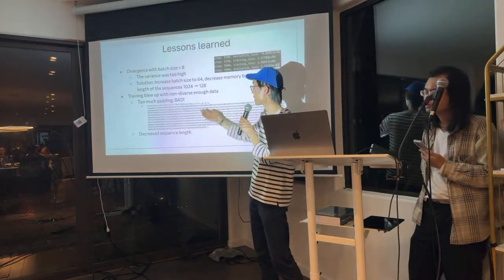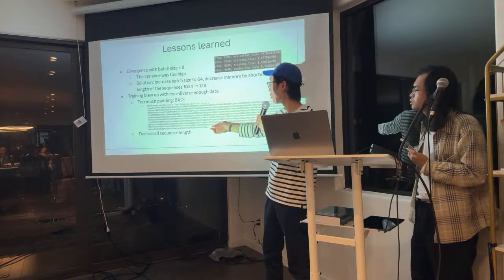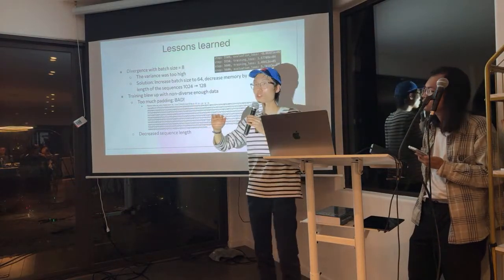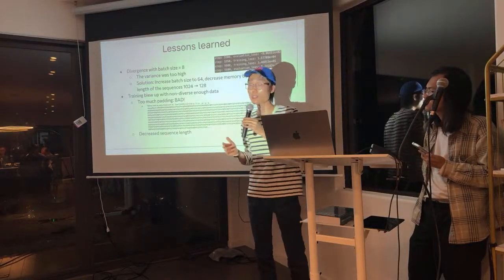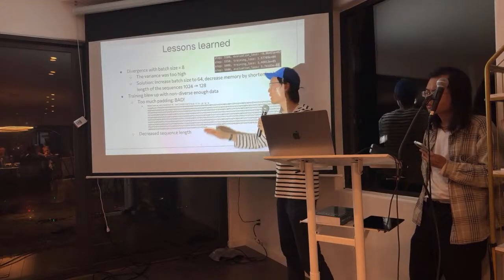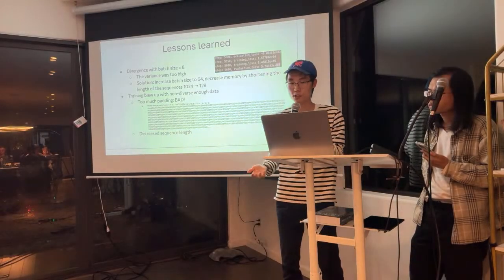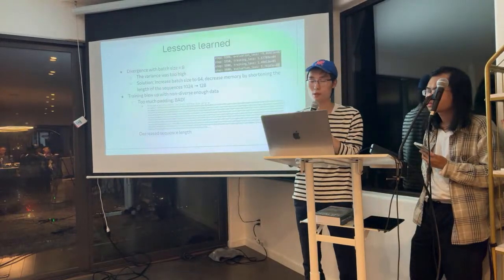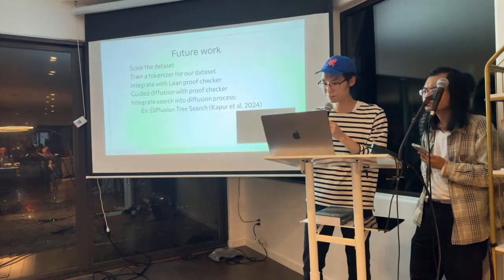But if you do something like 1024, all these things end up being padding, right? And if you have too much padding, your data distribution ends up being non-diverse, and that makes the training loss blow up. So by decreasing the sequence length, we actually increased data diversity, which prevents this degeneracy. So those are a couple of lessons that might be helpful for training discrete diffusion models.